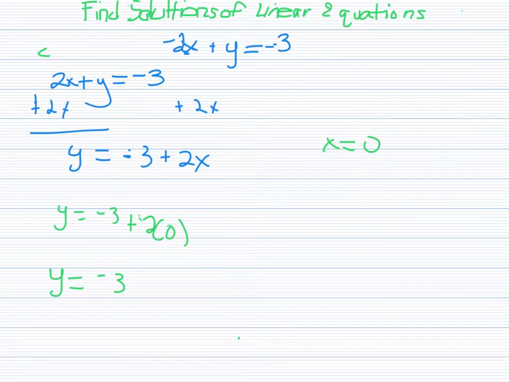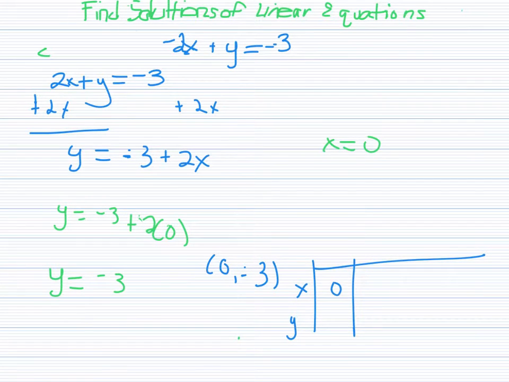So this ordered pair would be 0, negative 3, or on a chart, if you had x here and y here, the first ordered pair would be 0 and negative 3. And then you could continue trying out, you could go to 1 and you could go to 2. So let's see what happens when we do that.